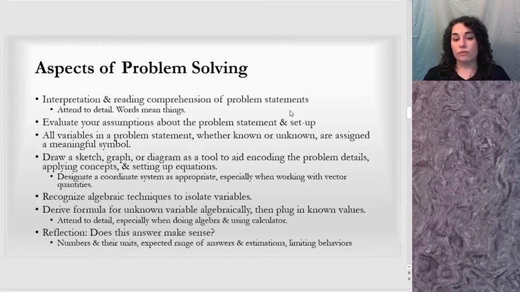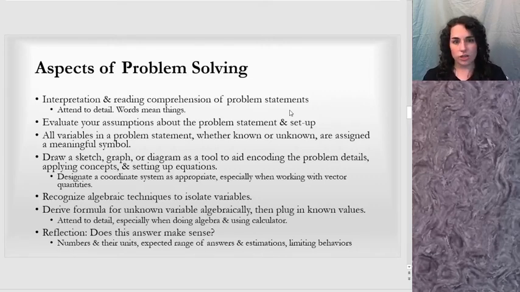Draw a sketch, graph, or diagram as a tool to aid in encoding the problem details. So as you read the problem and dissect it, we can draw graphs, we can draw pictures, we can set up equations, we can define our symbols and encode the problem details, get an idea of what's going on, right? What is it that we know and don't know? What's the picture? And get this feel of the physical situation. And we can start applying concepts in there and setting up equations.